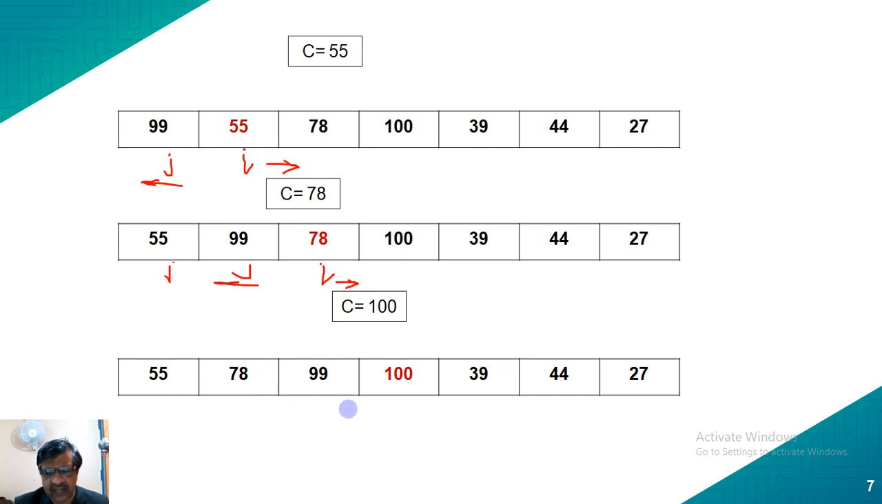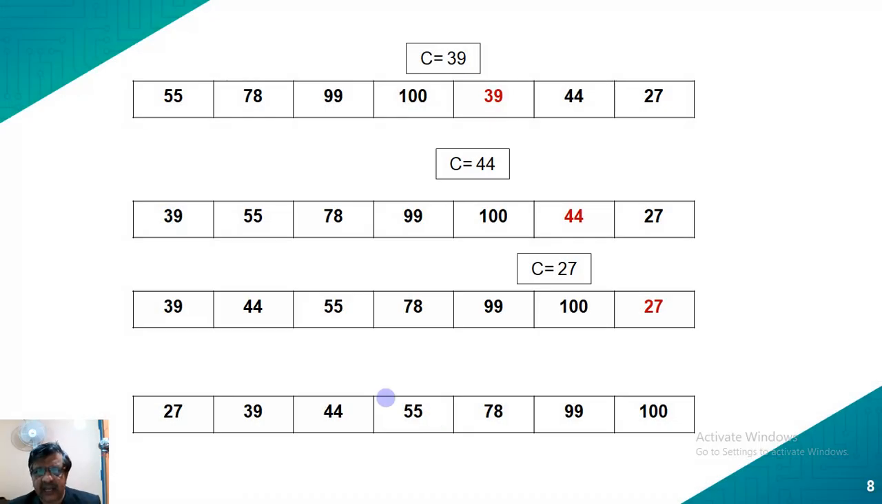This portion of the array is sorted. Then it is a chance for 100. So 100 will be plucked and kept in a container. Once again, 99 is compared with the 100. I is here and j is there. So a of j is compared with this C. Since 100 is greater than this 99, it will be kept there only without any shift.